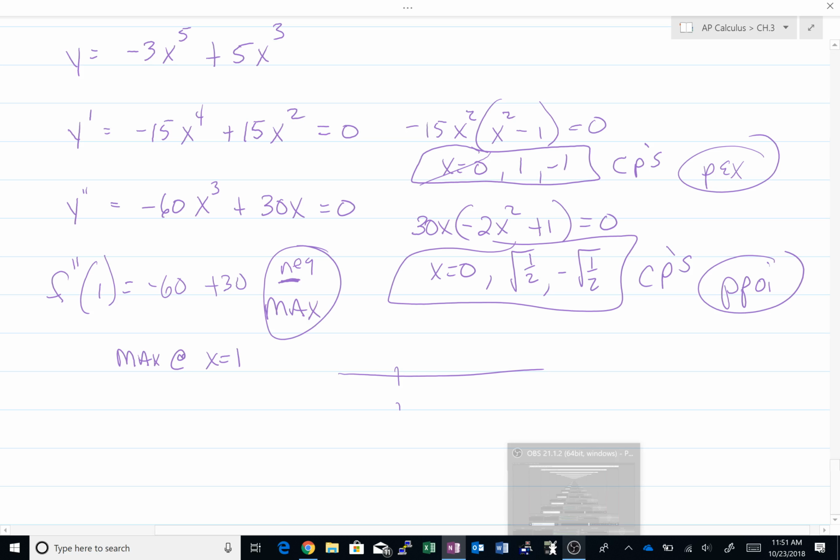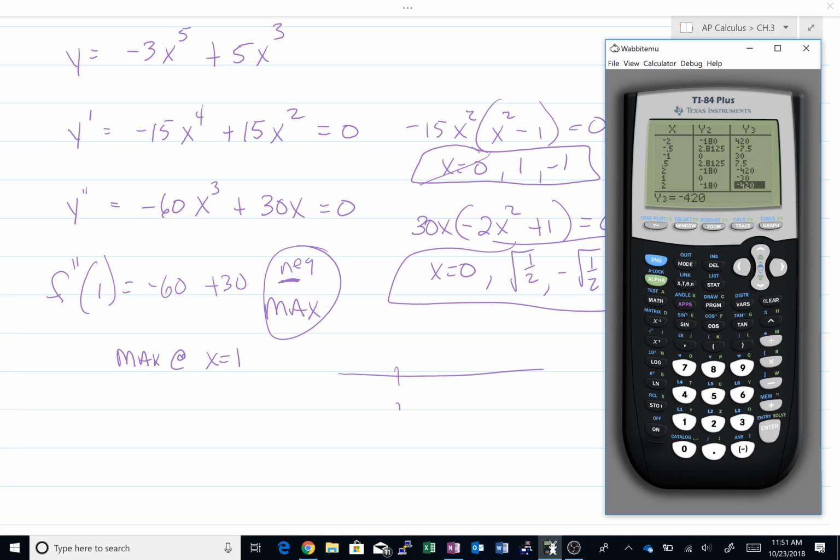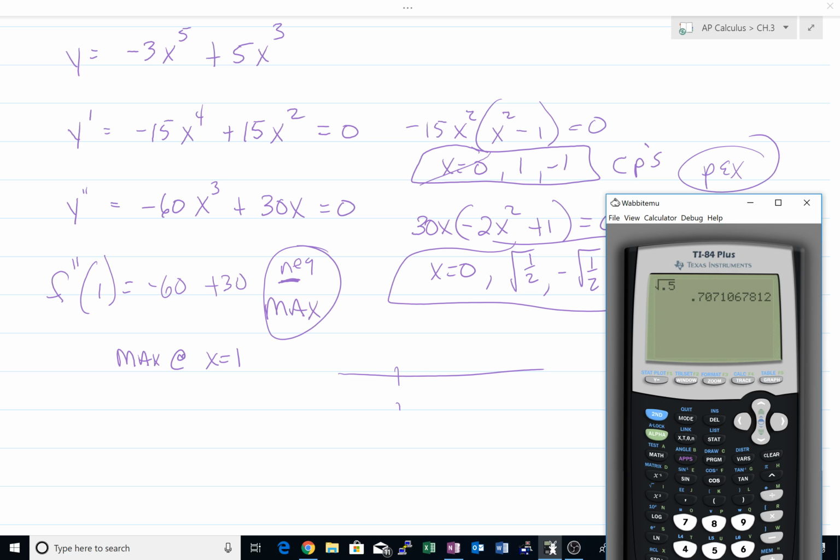Wait, the new rule is that if we plug in the possible extremas into the second derivative, right, that's it, and we're done. If it's negative, they're max. If it's positive, then bam. Okay, it's easy. We don't have to do intervals.